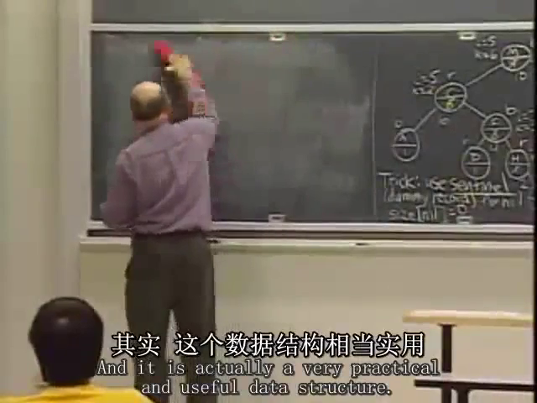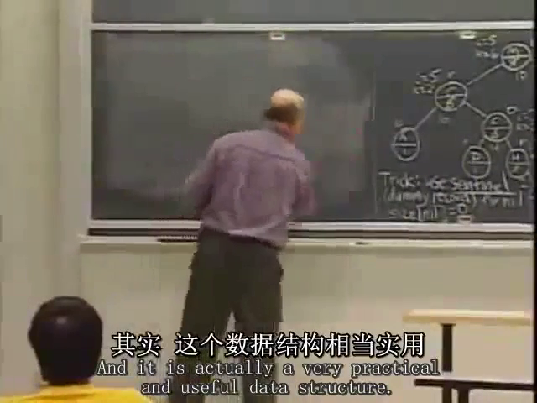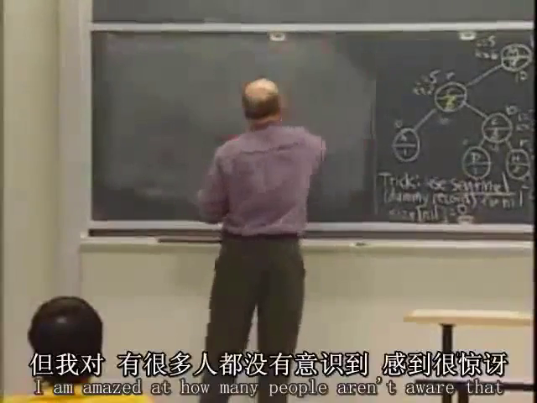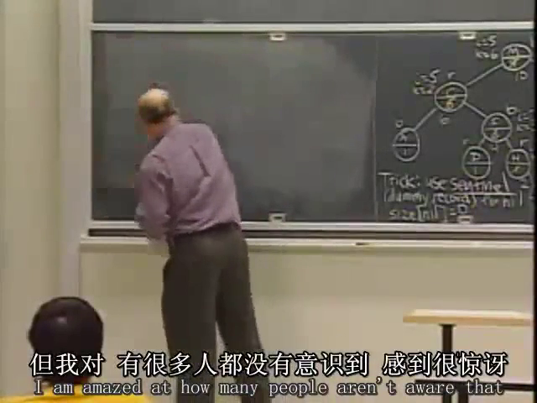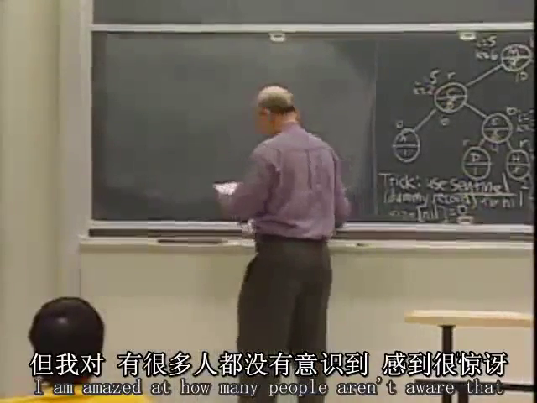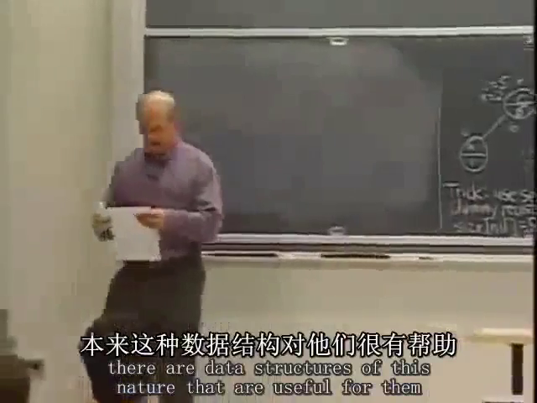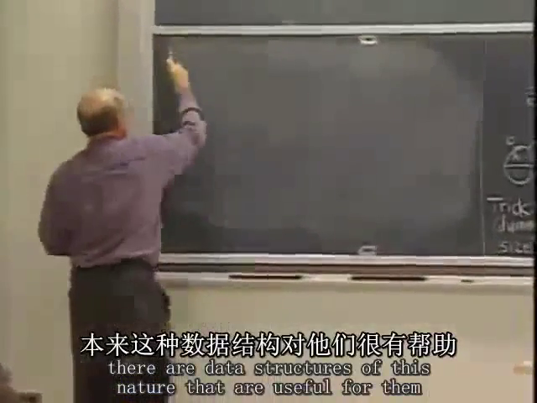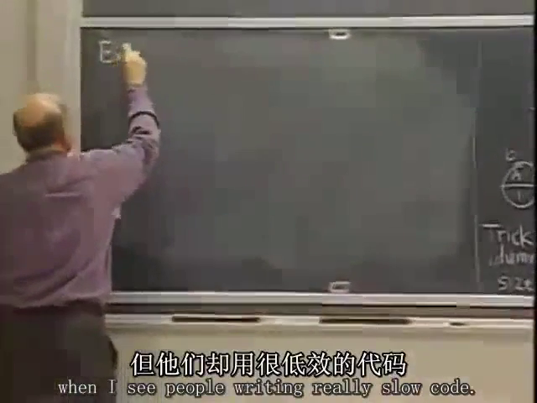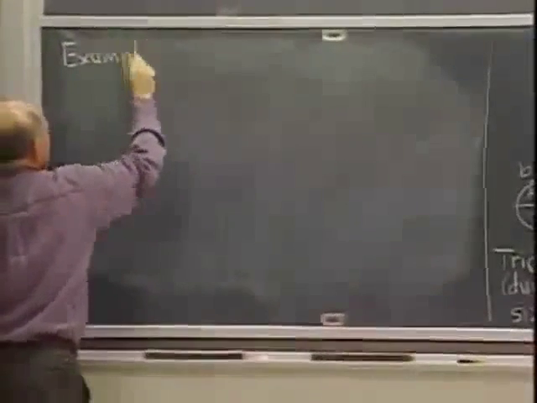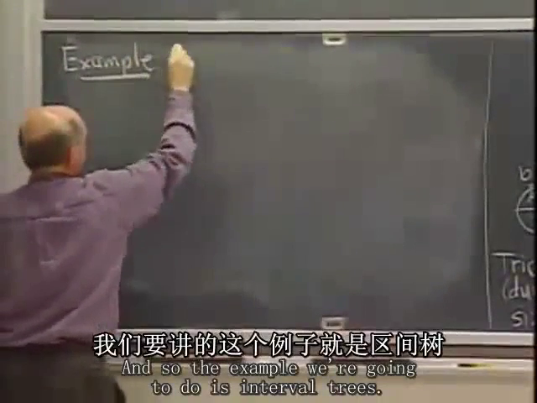And it's actually a very practical and useful data structure. I'm amazed at how many people aren't aware that there are data structures of this nature that are useful for them, when I see people writing really slow code. Okay, and so the example we're going to do is interval trees.